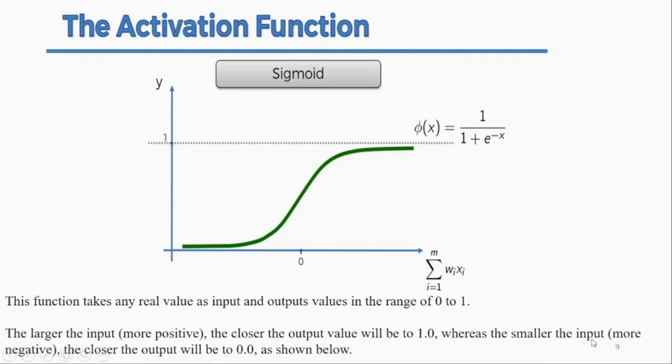Whereas the smaller the input, more negative, the closer the output will be to 0. So we can say that here in this case, from here to here the input is smaller, meaning more negative values are there, and when the values become positive, the function gets closer to the value 1. So this is the sigmoid activation function. Mathematically it is expressed as 1 divided by 1 plus e to the minus x.